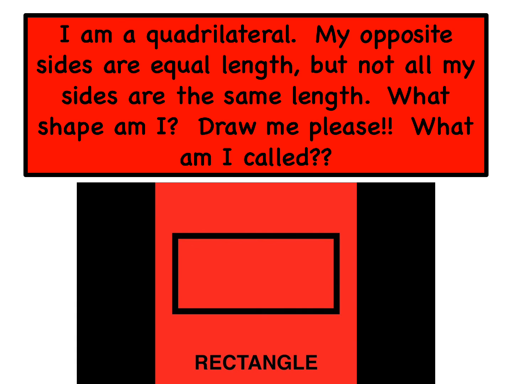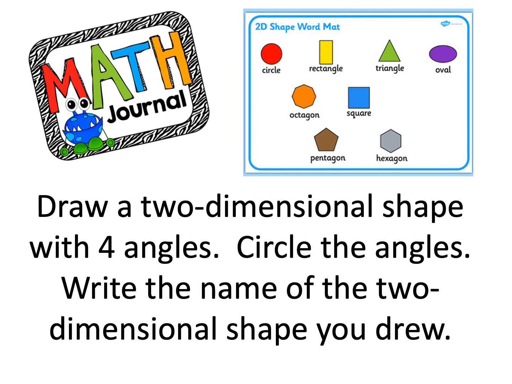Hope you did. Okay, for your assignment today, I would like you to draw a 2-dimensional shape that has 4 angles. Circle the angles and then write the name of the shape that you drew. Okay, if you don't want to circle the angles, you can do that little half circle mark that I used on my pictures. But make sure when you post your picture that you drew the picture, you identified the angles, and you told me the name of the shape.